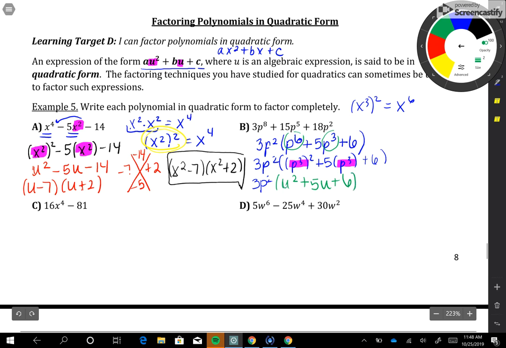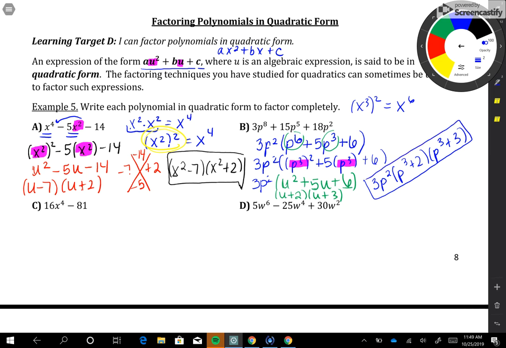And I'm going to factor that. What multiplies to 6 and adds to 5? Well, that's 2 and 3, so that's u plus 2 times u plus 3. And I'm going to write my final answer, making sure to put my p cubed back in for the u, and I have my 3p squared in front. So 3p squared times p cubed plus 2 times p cubed plus 3. And that is that one.